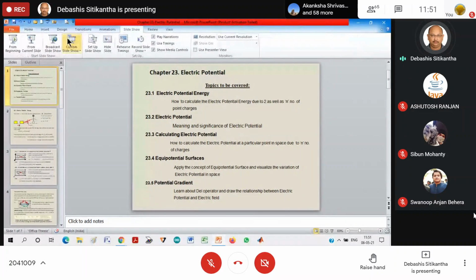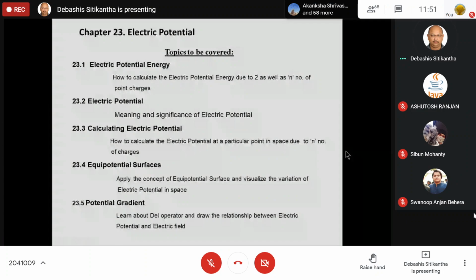So these are the things we need to cover in this chapter. First we'll study this electric potential energy. Rather than directly moving to electric potential, we should go after completing electric potential energy, because calculating from energy, electric potential is very easy. Now we'll study electric potential energy, and we'll try to derive the expression for 2 point charges and n number of point charges.